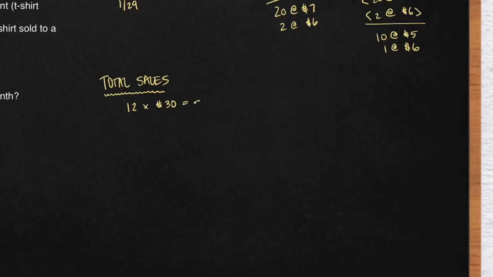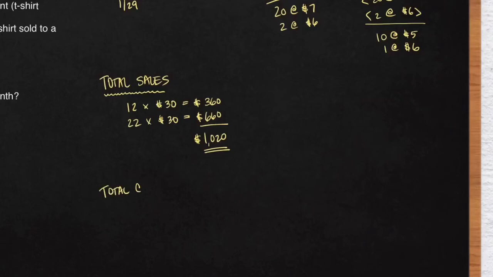So we're going to multiply 12 times 30, which is going to give us $360. And then we sold another 22 units, again still at $30 to our customers, and that will give us $660. So your total sales for the month of January is $1,020.